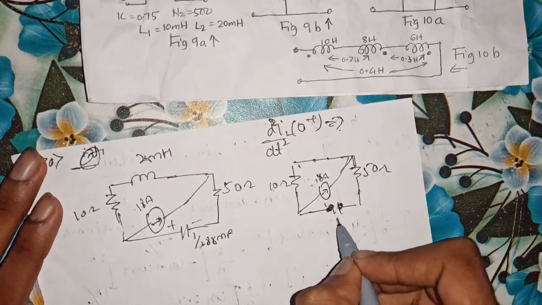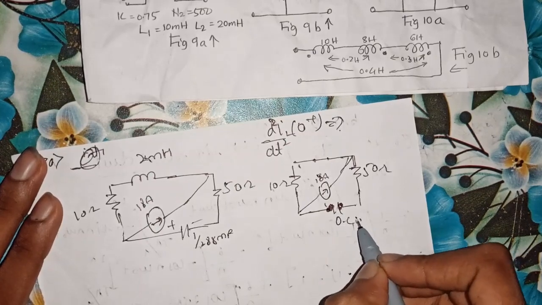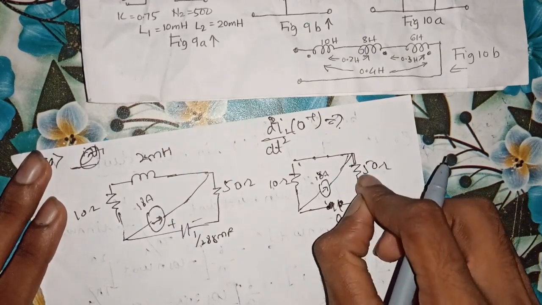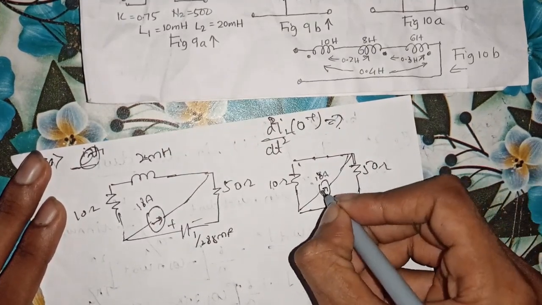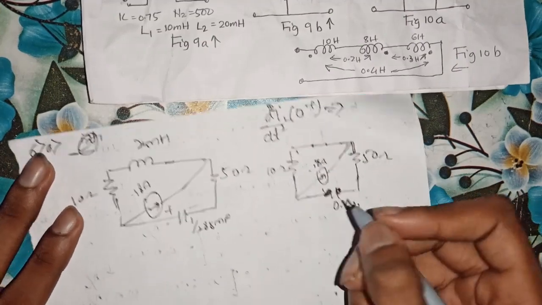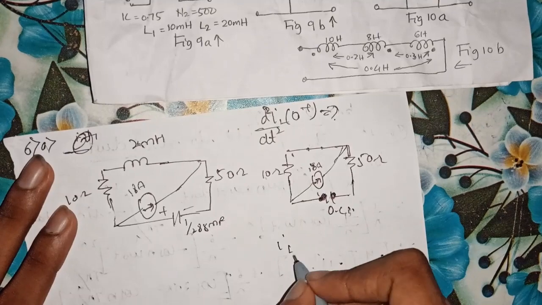It is open circuited, OC. As a result, there will be no current flowing through this branch. Thus the entire current flows through this loop. So the entire current will go on repeating through this loop.